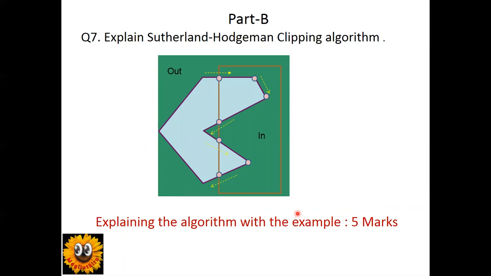Explaining the algorithm with some example. One surface should be drawn, with half of the portion within the viewport and the remainder outside the viewport. Explain how this algorithm identifies the salient points when you are moving from out to in, what points will be visible, or what edges will be visible. That will be the explanation. This explanation carries 5 marks. So the 10 marks will be awarded like this.